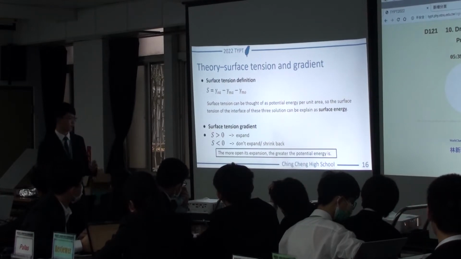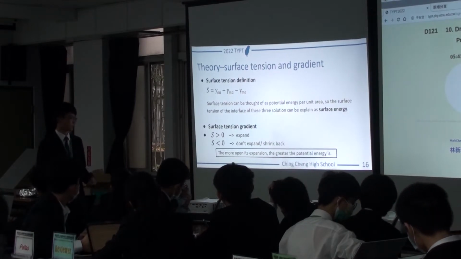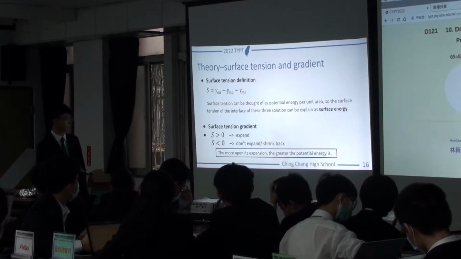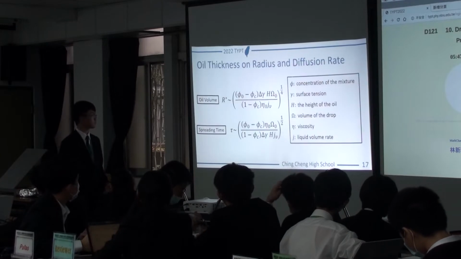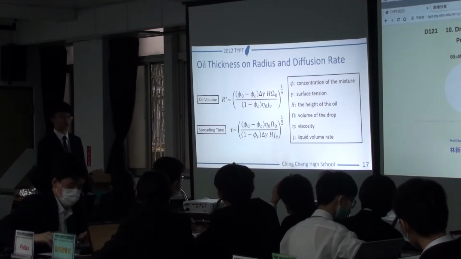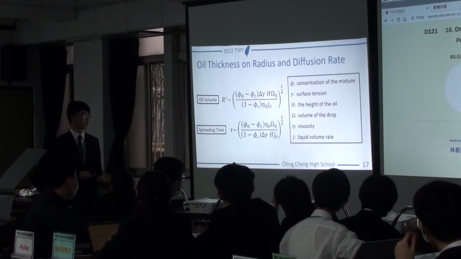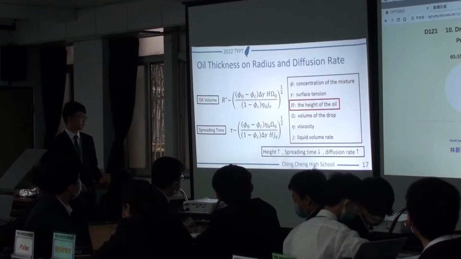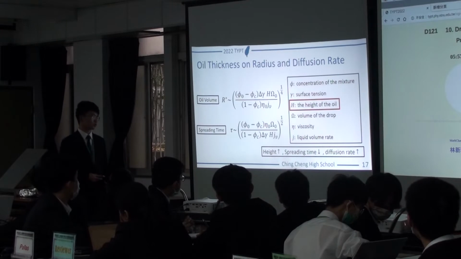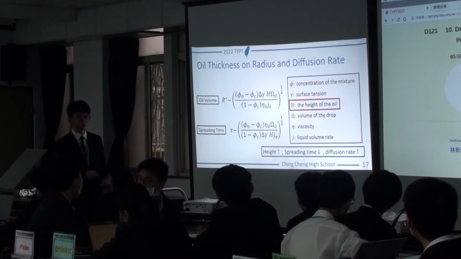But if it expands, then it will spring back, because the more the expansion, the greater the potential energy will be. This is the formula associated with the oil value and the spreading time, and H is the height of the oil. If the height gets higher, the spreading time will become shorter and the diffusion rate will increase.